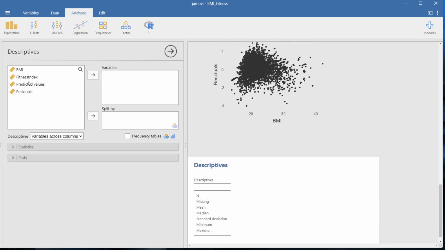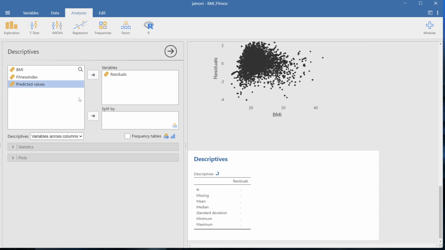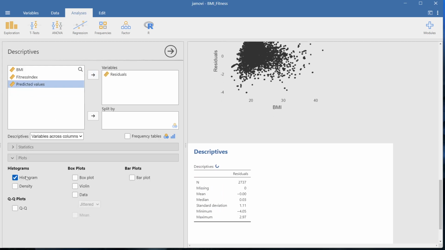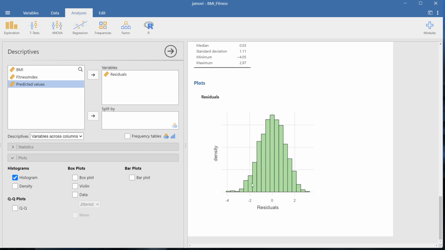So if I go into the descriptives and I put the residuals into the variable, I can ask for a histogram, and they look approximately normal. We do have a few outliers maybe, or some more extreme values on the lower end, and there were some people who did score relatively low on the fitness index, but I'm not really worried about it. We do have quite a lot of data. I don't think this is a problem. We do have other problems with the data, but I don't think normality of the residuals is one of them.